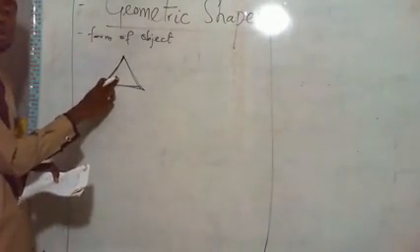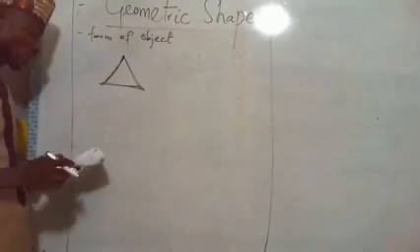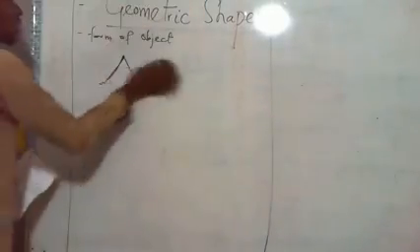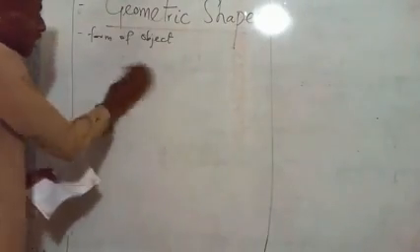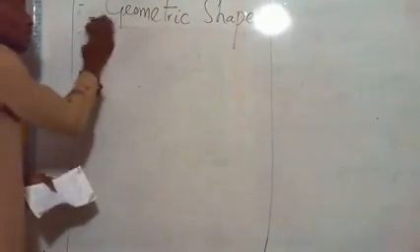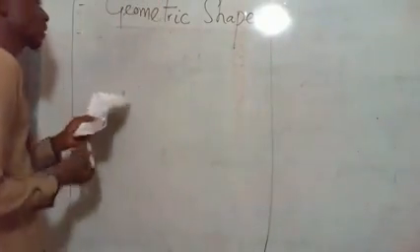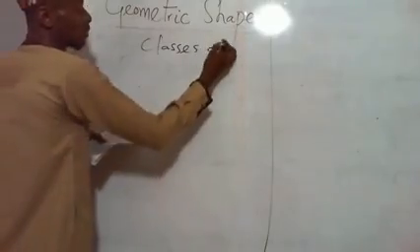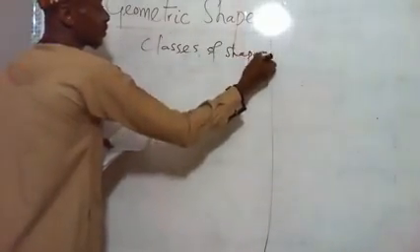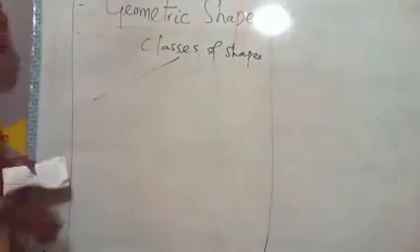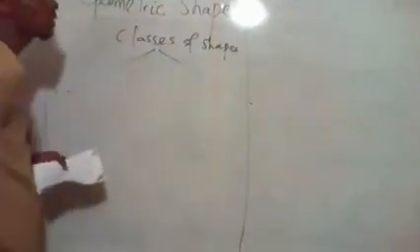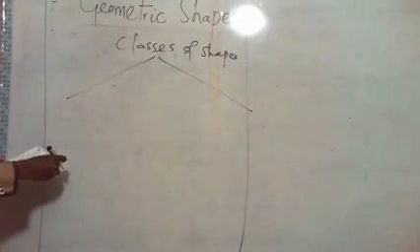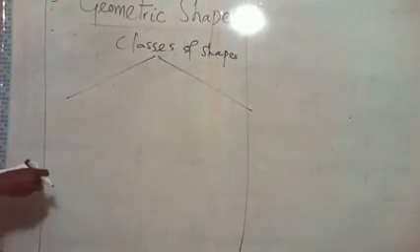So for example, the name to this one is a triangle. But let us not start by mentioning names. Let's classify shapes. Classification of shape, or we say classes of shape. Shapes are divided into two. Listen to me. I'll send the notes to you, but I want to explain this. Shapes are divided into two.